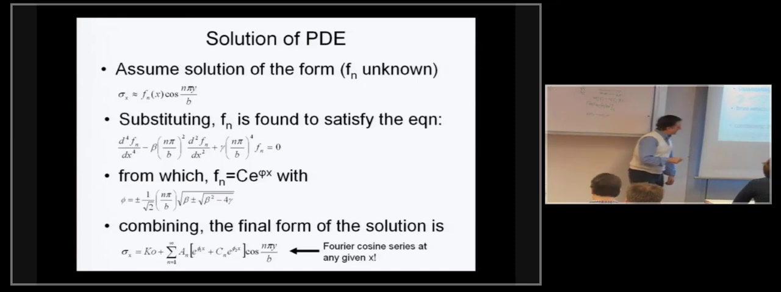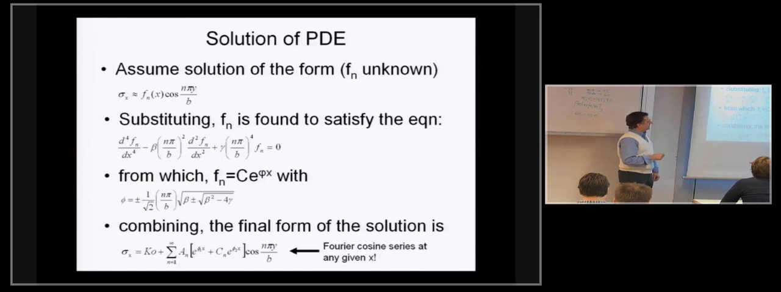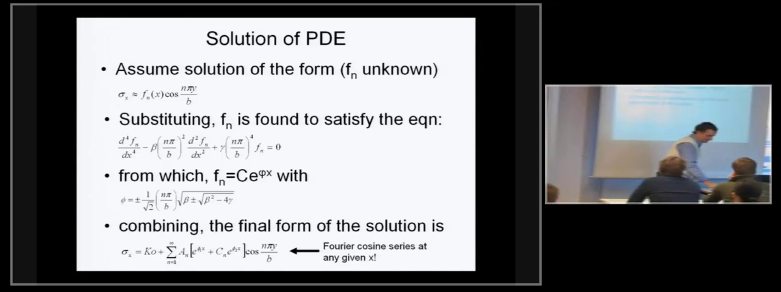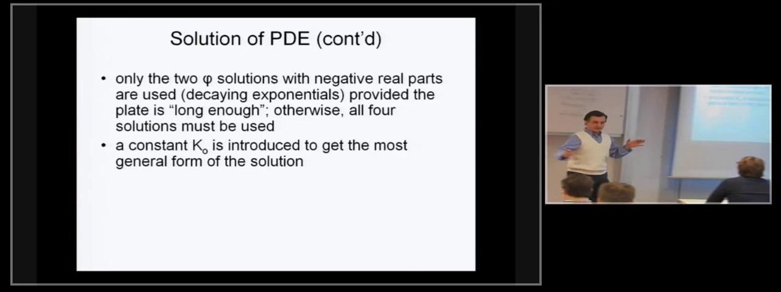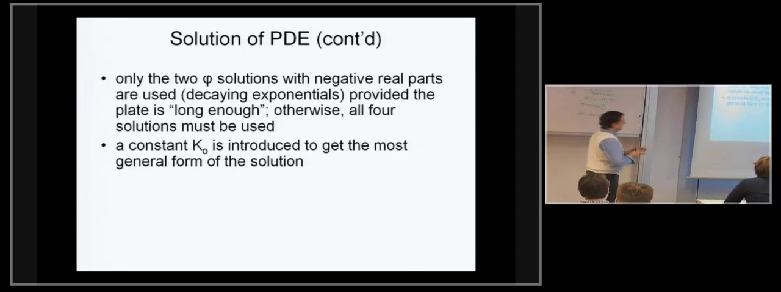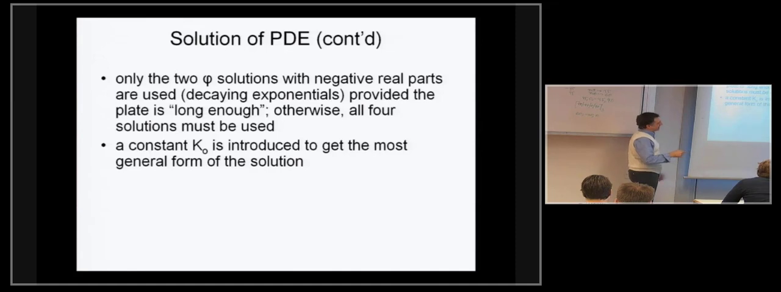Anybody that's still with me may have noticed that I said there are 4 phi values here, and I've only used 2 of them. That's because I'm making an assumption, hopefully it's on the next page. Yeah, I'm making an assumption that the plate is long enough, and therefore, if it's too long, these positive values of phi with positive real parts would actually explode, and therefore are not part of the solution. There are no infinite stresses. And I'm using only the ones, therefore, that have negative real parts, which would be 2 of them in general.